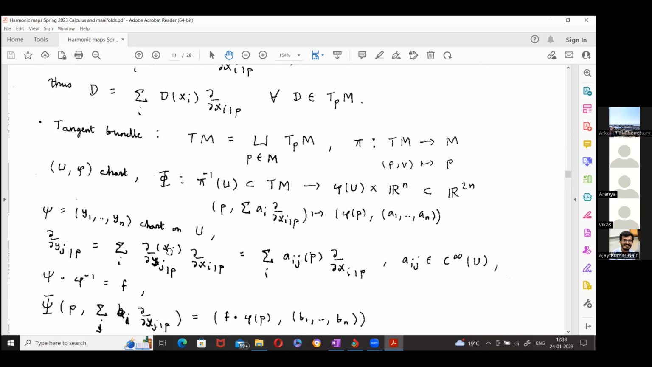Now these xi's are smooth functions. So ∂/∂yj acting on xi will be some smooth function aij of p. All right. So I get this linear combination: the sum over i of aij(p) ∂/∂xi at p.